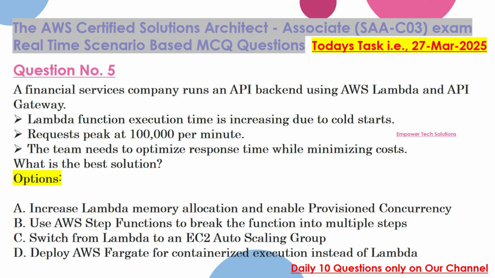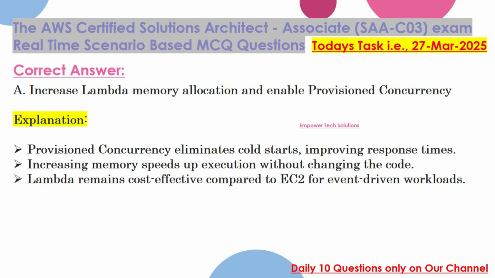Options: A. Increase Lambda memory allocation and enable provisioned concurrency. B. Use AWS Step Functions to break the function into multiple steps. C. Switch from Lambda to an EC2 Auto Scaling group. D. Deploy AWS Fargate for containerized execution instead of Lambda. Correct answer: A. Increase Lambda memory allocation and enable provisioned concurrency.